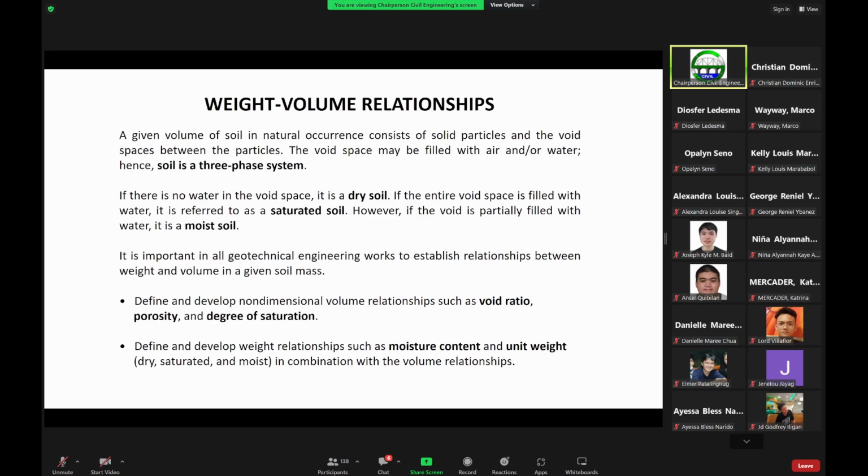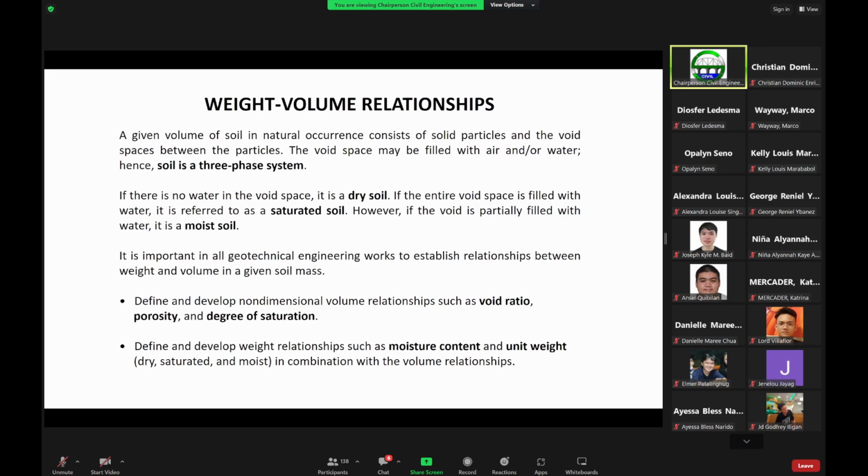But in my field of discipline, we can also call it an unsaturated soil. That's why there is also what we call unsaturated soil mechanics, which I normally teach in the master's degree program. So for the moment, let's just call this a moist soil. In some literature as well, you can also see a moist soil.